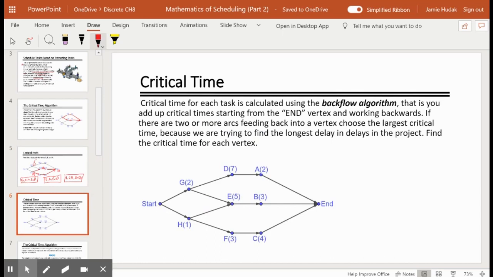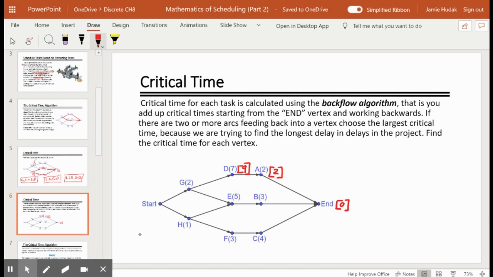So the critical time for each task is calculated using a backflow algorithm. This gives us an easier way to do this. So I already said that end takes 0 time. And now we work our way backwards. We take 0 and we add it to 2. 0 plus 2 is 2. We take 2, we add it to 7. 7 plus 2 is 9. And this gives us a very easy way to calculate critical times.